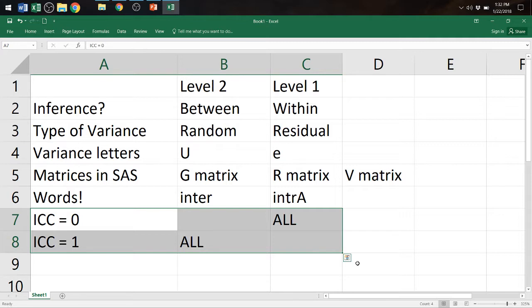Which of these is bad news for somebody who's going to be the first in their field to do a longitudinal analysis? ICC equals 1 means game over. It means all of your variation is between. All of your variation is in mean differences only. And there is no longitudinal to be had.